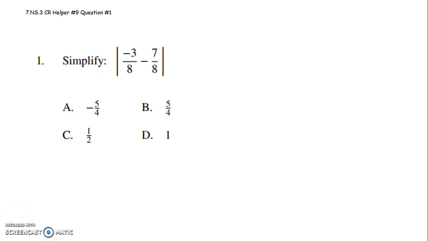All right, 7th graders, this is to help you with question 1 on CR number 9. It says to simplify, and then within absolute value, we have -3/8 minus 7/8. First of all, you always have to come up with a single value within the absolute values before you take the absolute values. So I keep my absolute value signs, but I'm going to come up with a single value within.